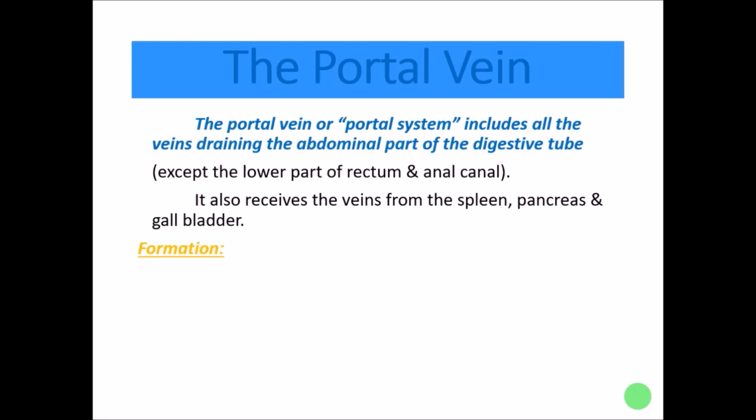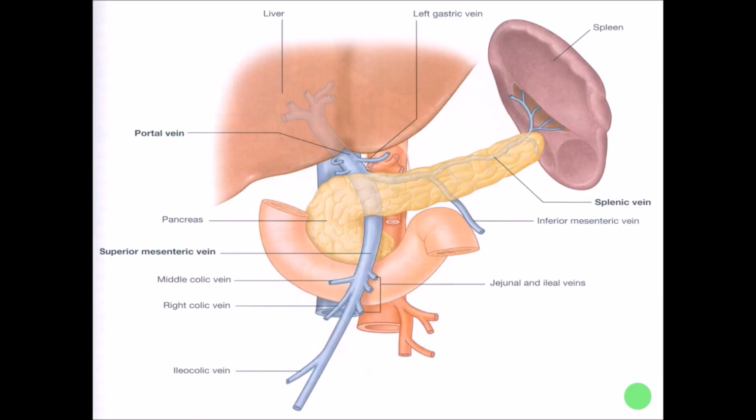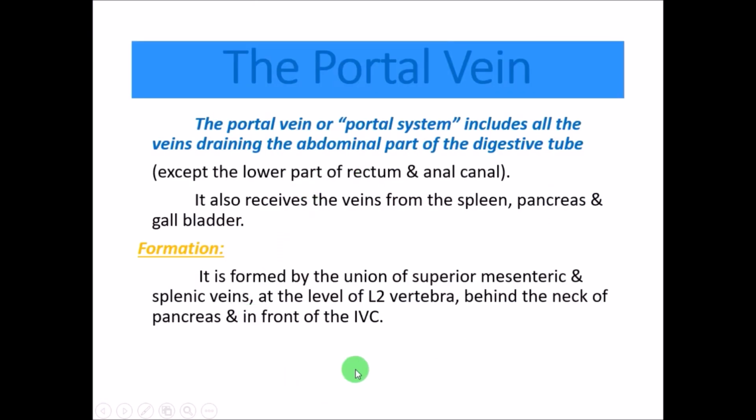So how is this portal vein formed? It is formed by the union of two important veins, the superior mesenteric vein and the splenic vein, at the level of L2 vertebra, behind the neck of the pancreas and in front of the inferior vena cava. If you see here in this picture, this is the superior mesenteric vein and this is the splenic vein. The superior mesenteric vein joins with the splenic vein at the level of L2 vertebra, that is the second lumbar vertebra, behind the neck of the pancreas.